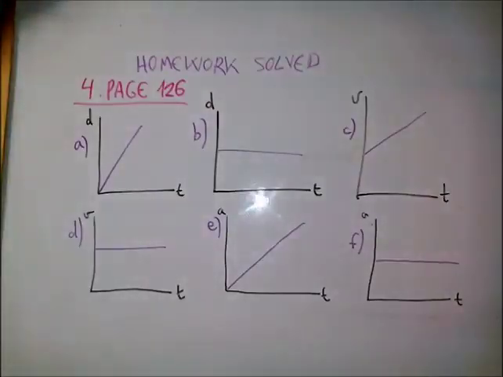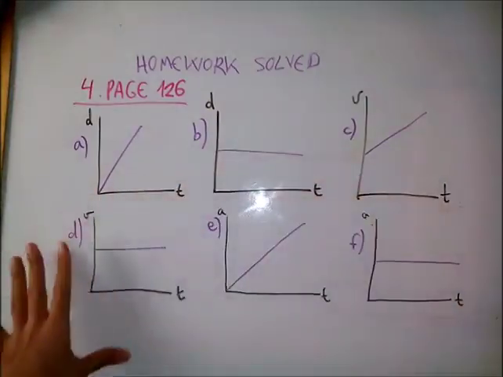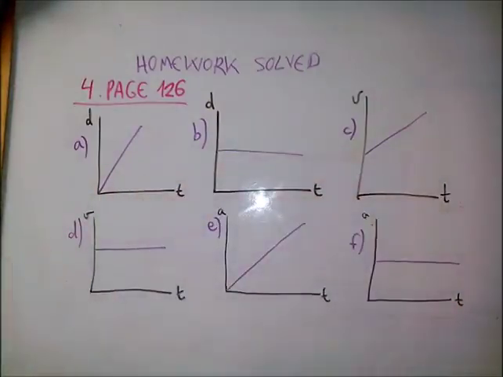Guys, so now I'm going to solve exercise number 4 on page 126. Here they show us 6 different graphs and they're asking us to identify whether these are uniform linear motion, uniformly accelerated linear motion, or they do not correspond to any of them. I saw lots of mistakes in here. In order to solve this, you have to be really careful and read very slowly what they give us, okay?